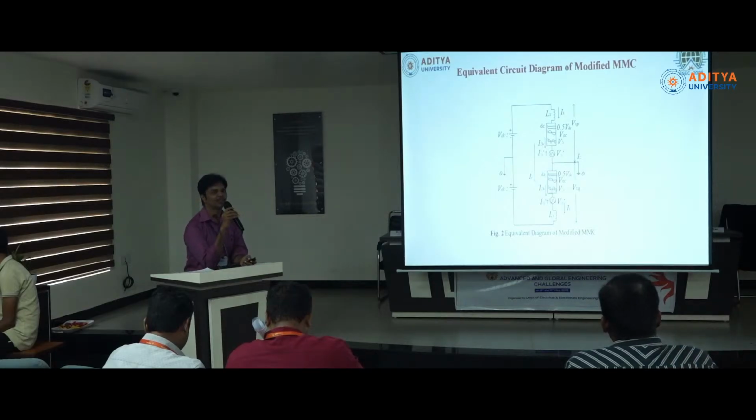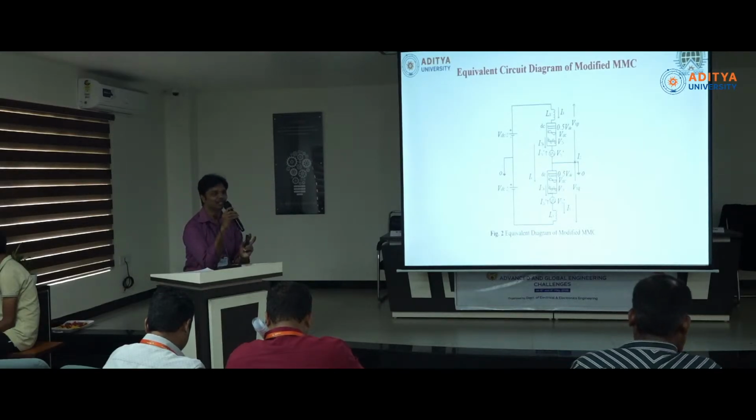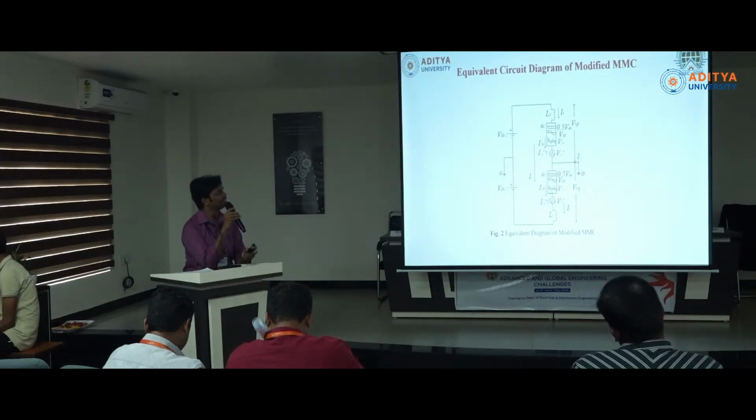And this is the equivalent circuit diagram of the proposed MMC. So you can observe here, in each arm, due to the additional switches, some ripple component is present which is opposite to the proposed submodule capacitor ripple voltage. Due to that, the ripple can be compensated with the help of the additional switch.